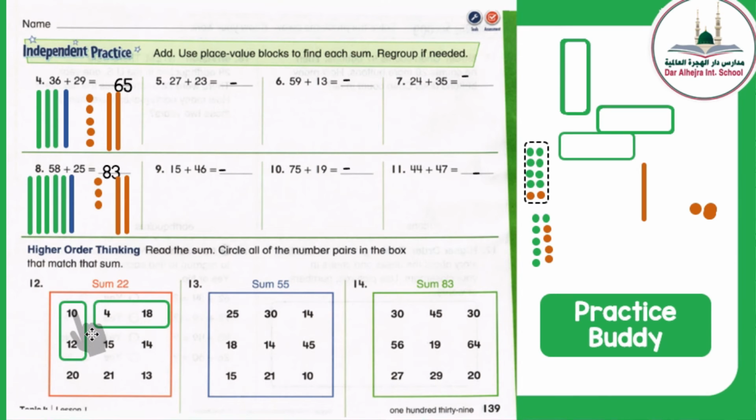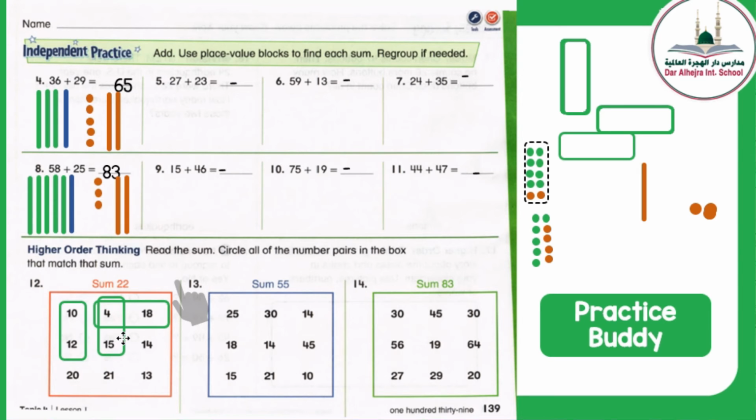Let's check these two. 10 and 12. 2 and 0 makes 2, and 1 and 1 makes 2. That means the sum is 22. That's correct. This is what I'm looking for. So that sum is 22. So I'm going to circle this one. Okay, let's check one more. Let's check this one. 12 and 20. So 2 and 0 is 2, and 1 and 2 is 3. So that means 32. The sum is not 22.